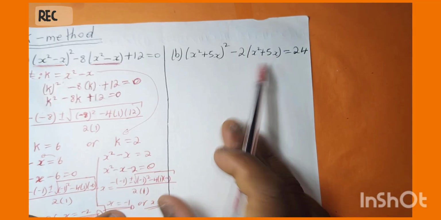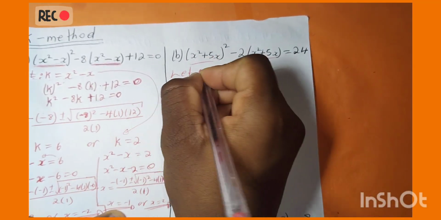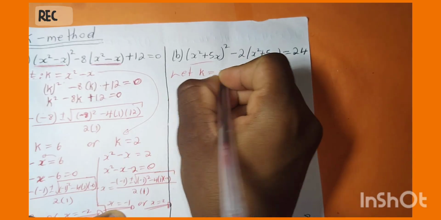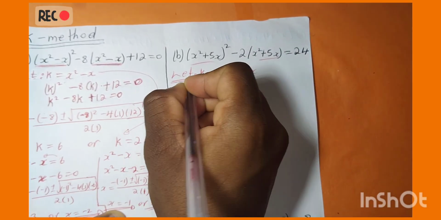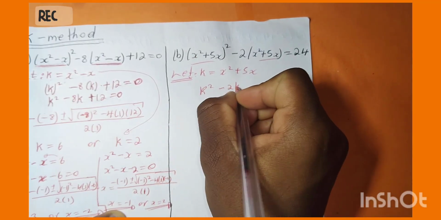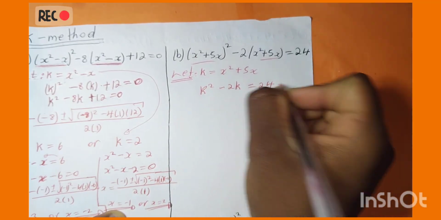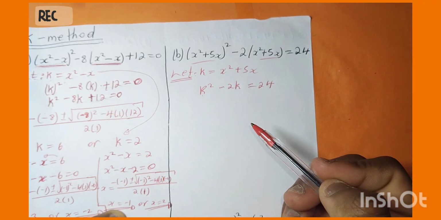Just watch this one there. How will I figure it out? Here, these two things are common. I'll just let them be K there. Just let K be x2 plus 5x. So wherever this thing is, I will put K there. Do you see? But this thing now, it's a new equation which involves K there.